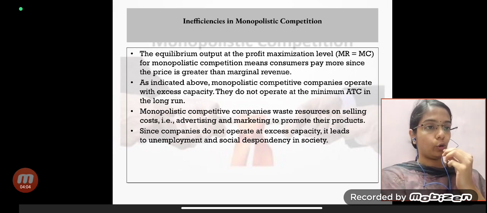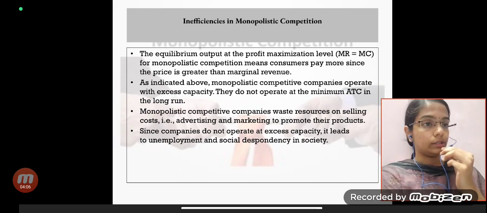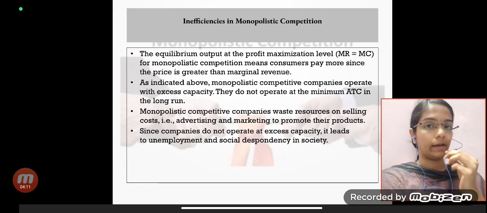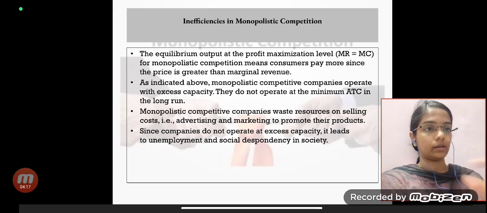So what are the main drawbacks? The product produced is the same but it has to be differentiated among different companies, so they have to sell in a unique manner. The product has to be sold in a unique manner.